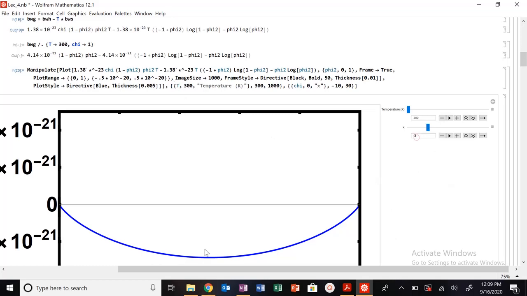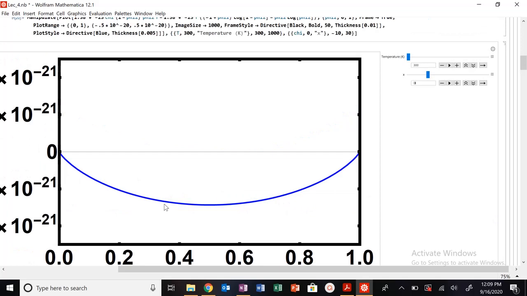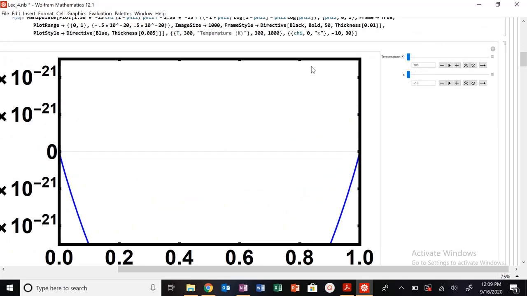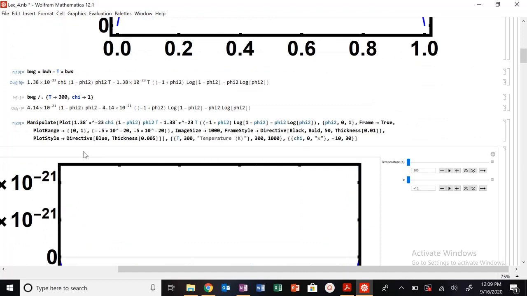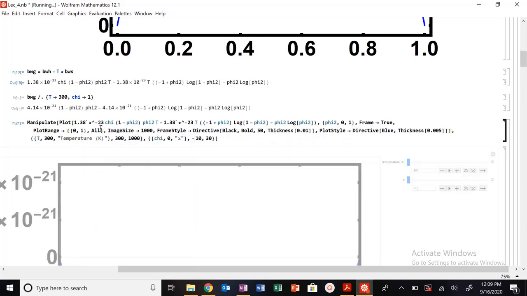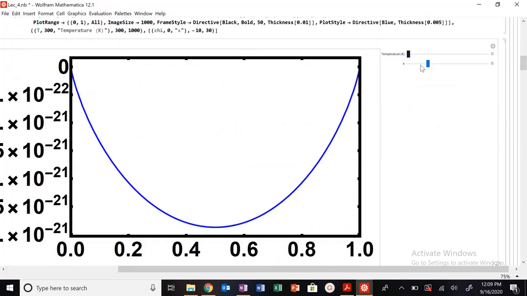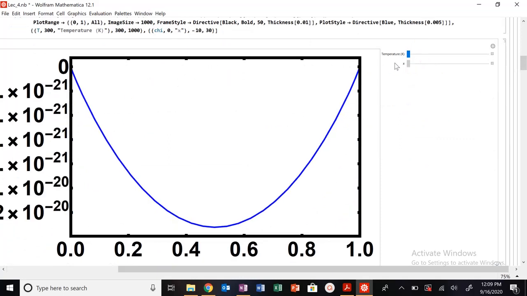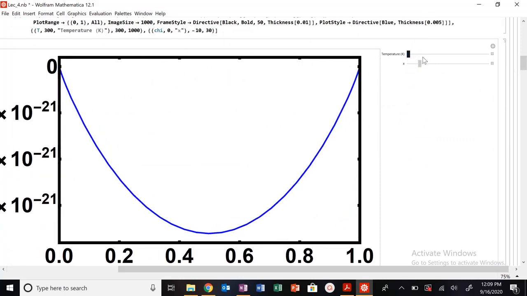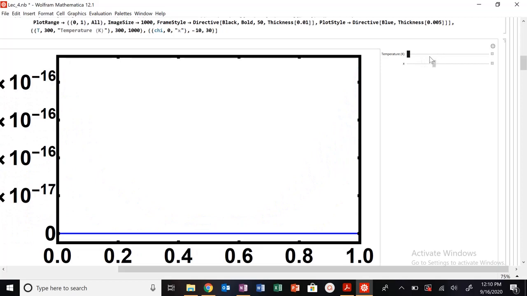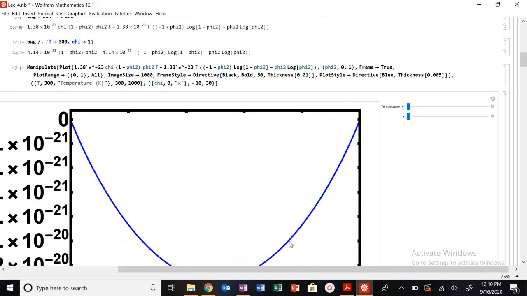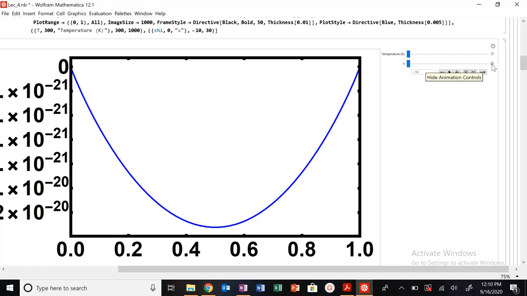When chi is zero, my free energy is always negative. Actually, let me add a plot range. If I make my chi negative, you see it just gets lower and lower. You see the values here are changing on the y-axis, but it keeps getting lower and lower. But something interesting happens, and you'll see it's always symmetric. So this free energy curve is always symmetric.